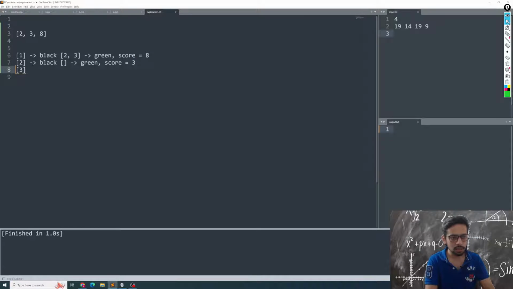Similarly, let's try 3. If you would have painted 3 as black, then black would have been 3, green would have been nothing, score would have been 8, the third element itself. Similarly, you could have picked 1 and 2 as the black ones. Then green would have automatically been, due to 1 painting 2 and 3, green would be 2 and 3. Score would be 8.